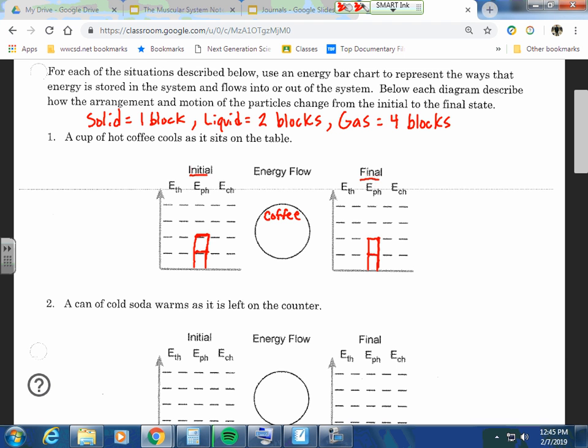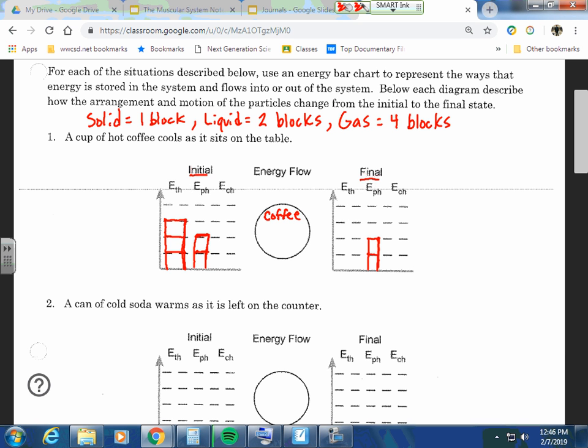Would it make sense in the initial to put maybe 1 block for thermal energy? I guess I could. I don't really want to, though, because I want to show more because it's going to be cooling. Maybe for thermal energy I'll do like 3 blocks because it was pretty warm. Okay, it was hot coffee. These lines are terrible. My apologies. Okay, so I'm going to do 3 blocks there.